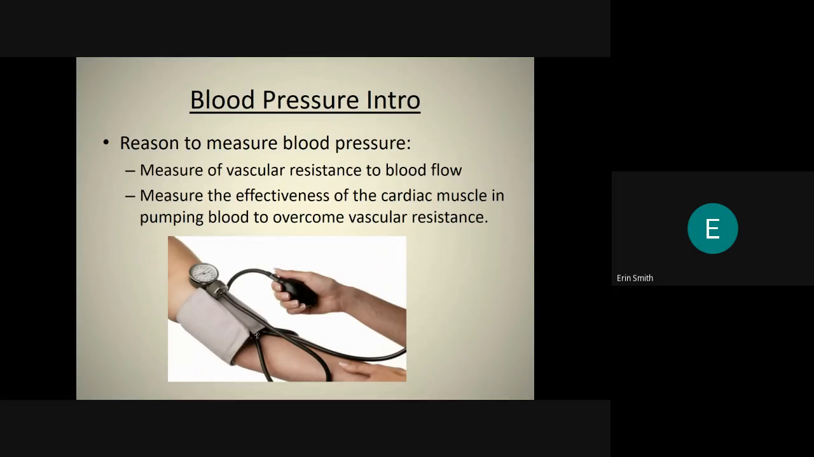So blood pressure, again, the reason to measure blood pressure is to measure the vascular resistance to blood flow. It measures the effectiveness of the cardiac muscle to be able to pump blood overcoming the vascular resistance. So how effective is our heart at pumping the blood through the body?